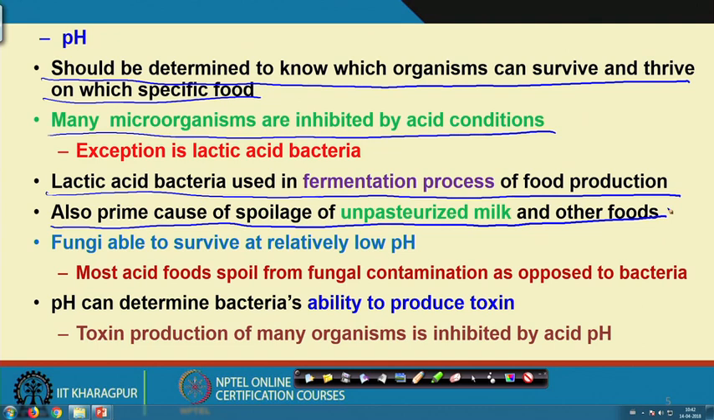These lactic acid organisms are also, as we said, for example, even pasteurized milk, if you keep it for some time, if you give sufficient time, then that milk may get spoiled, right. Primarily it might be because of the lactic acid producing organisms, but if it is not pasteurized, then from the source where you are bringing it, after a couple of hours, it will go bad because of these lactic acid producing organisms.